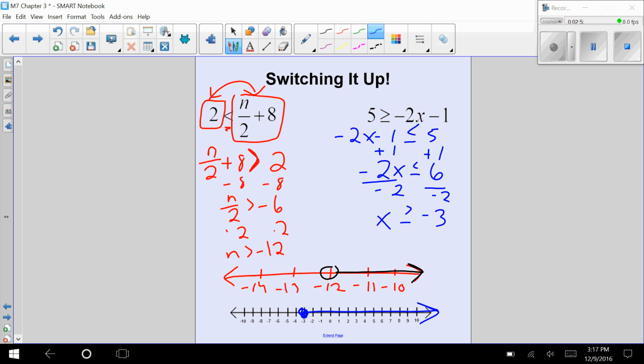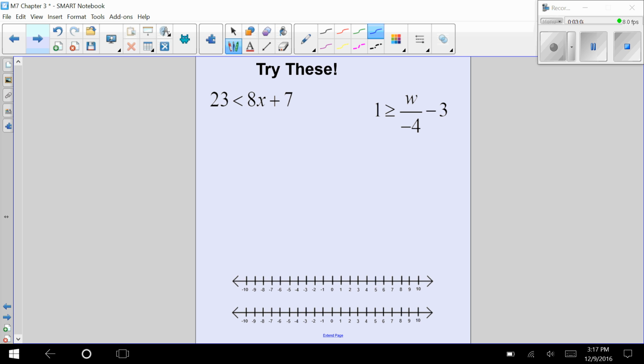It is very important to have your variable on the left if you want to follow our trick for graphing. If you want this part right here of the inequality to be the same as the tip of the arrow, your variable has to be on the left. All right, try these two on your own.